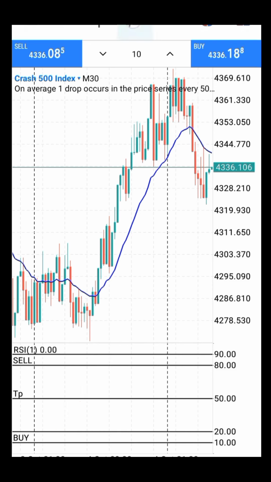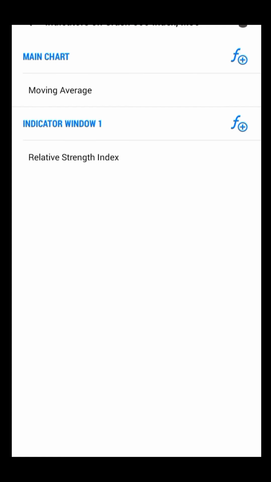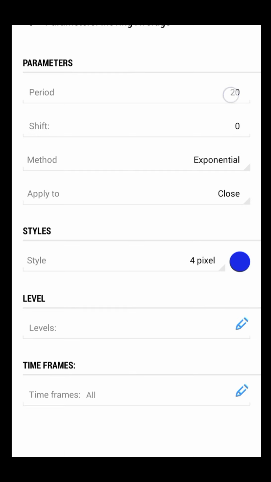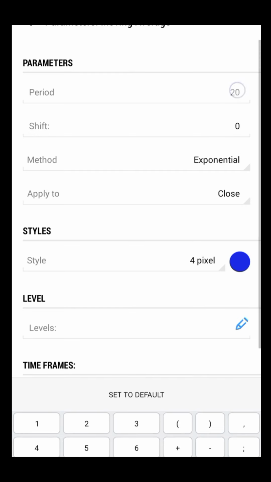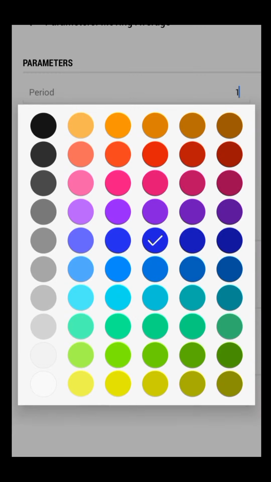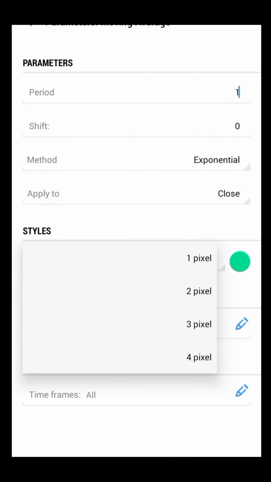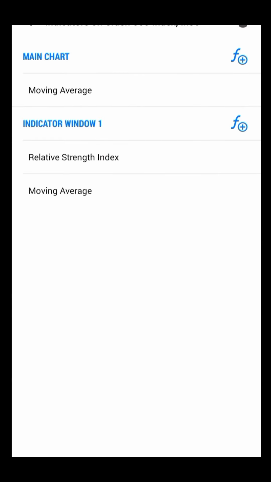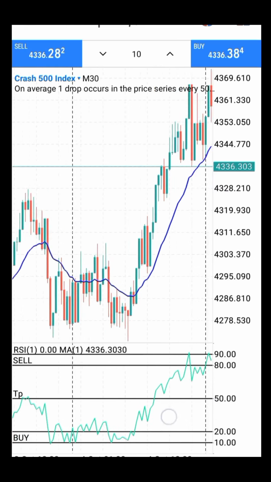So we go back to the indicator window, and then we add a moving average. The first moving average we are going to add is the fast moving average, which is the period one. Shift 0, method exponential, apply to close. I like using green for the fast EMA. Let me reduce the pixel to 2. Leave it like this, then click on done. If you go back to your chart, you should see something like this.